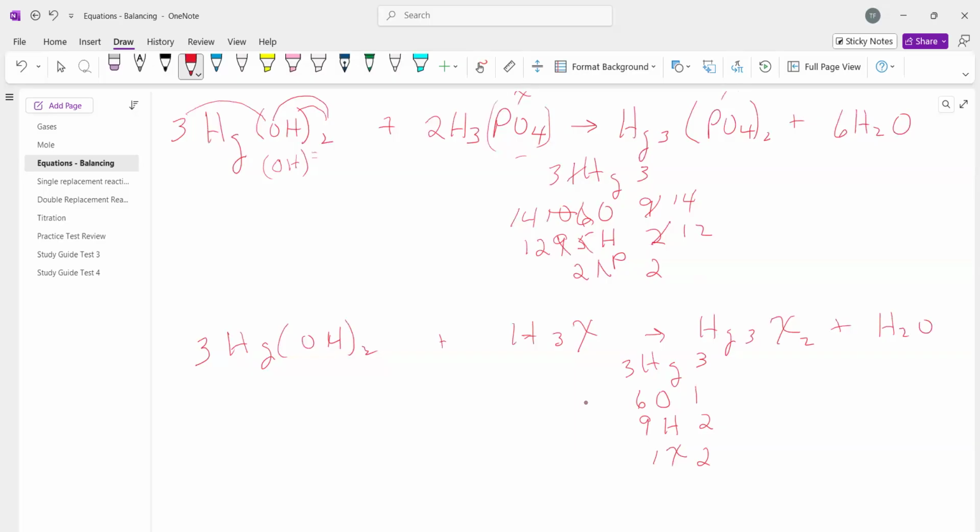So let's balance the X's. And that's going to change oxygens as well. So we've got 6 oxygens here, plus 6 here is now 12. And oxygens, we've got 6 on the left, 6 on the right. Hydrogens changed.